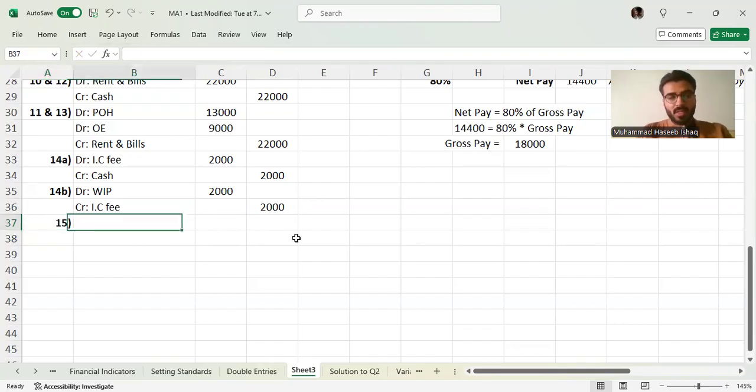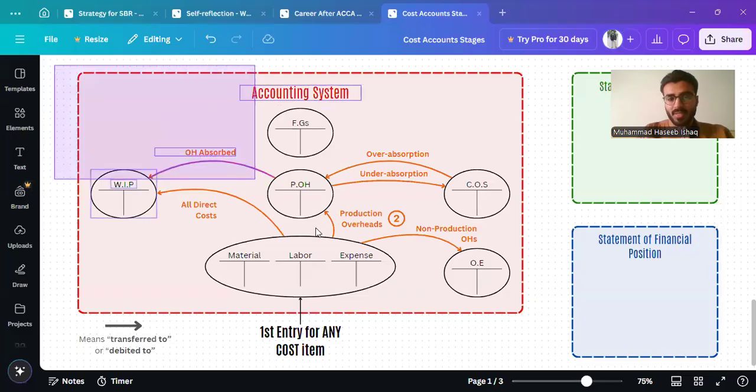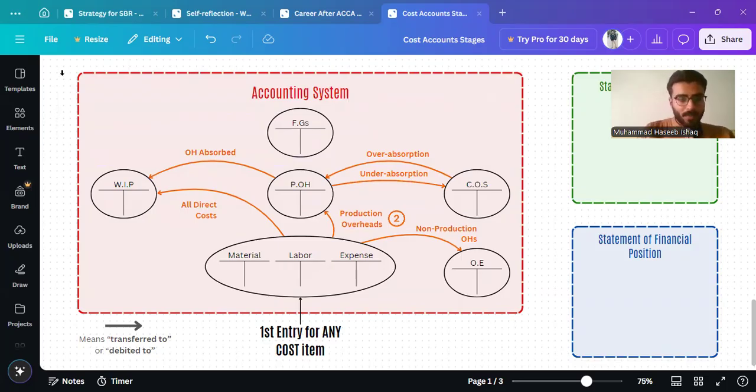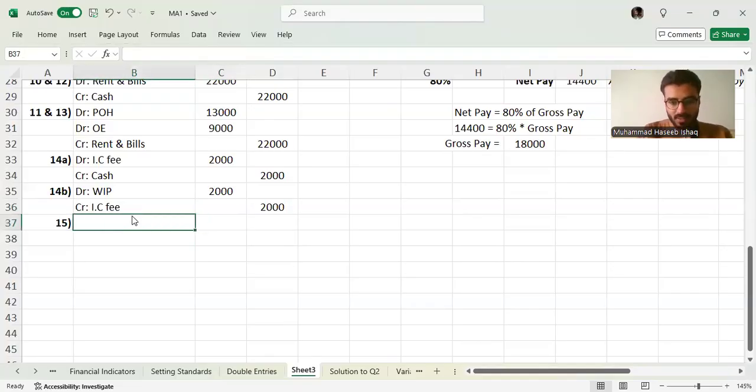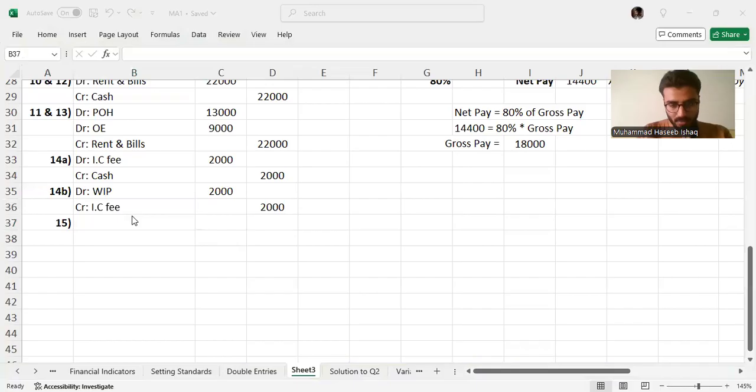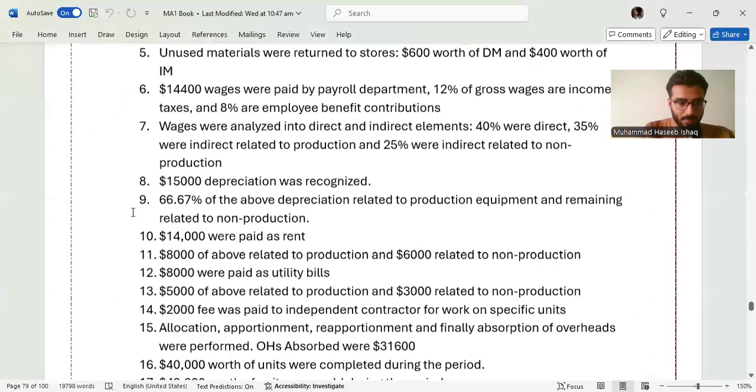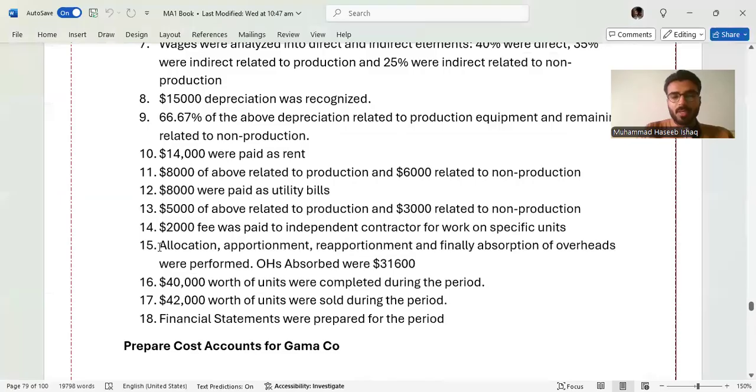One thing to note is that you won't be able to fully understand this stage three concept if you have not done the chapter on overheads. This is related to the chapter on overheads, so make sure you do that chapter before you will be able to understand this. So now let's do the 15th transaction. Here are the notes. In the 15th transaction, allocation, apportionment, reapportionment, and finally absorption of overheads were performed.